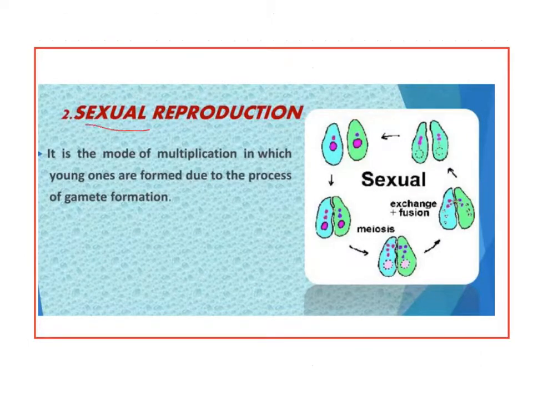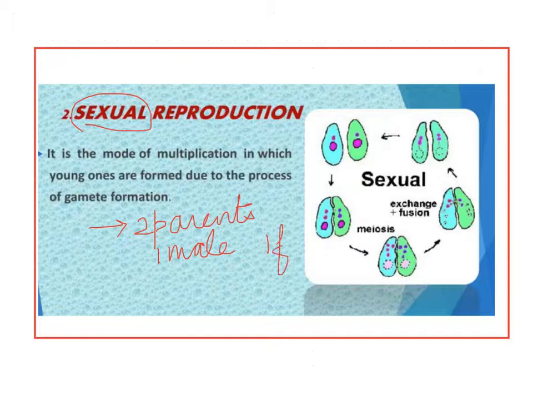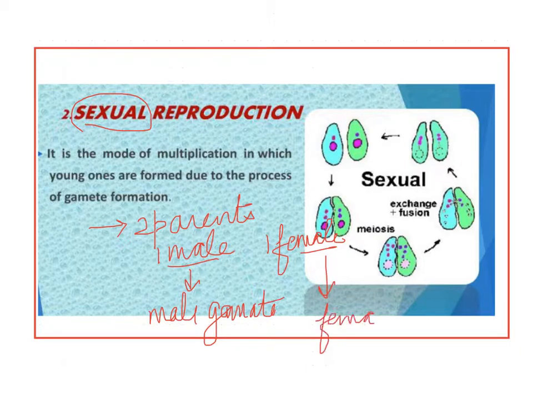So sexual reproduction, dear students, here two parents are there. So it requires two parents. One will be male and another will be female. ठीक है, यहाँ पर दो parents होते हैं, एक male, एक female. Now male will produce the male gamete, and female will produce the female gamete, right, everyone?